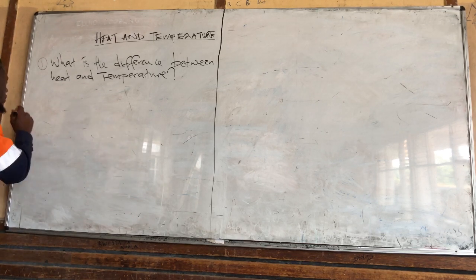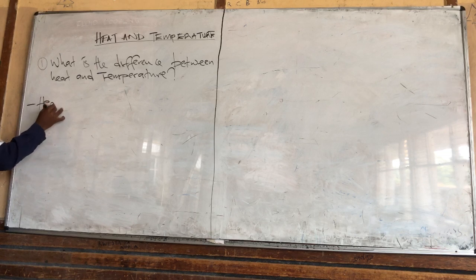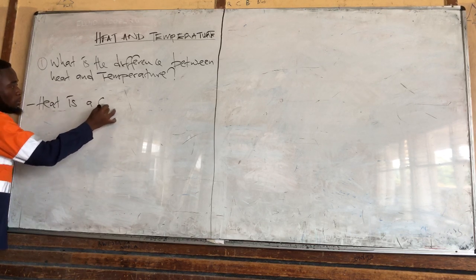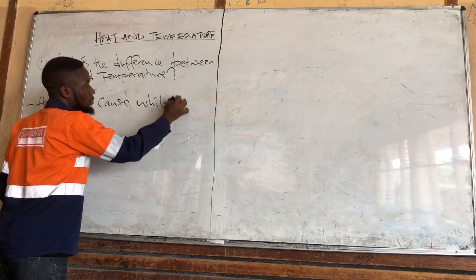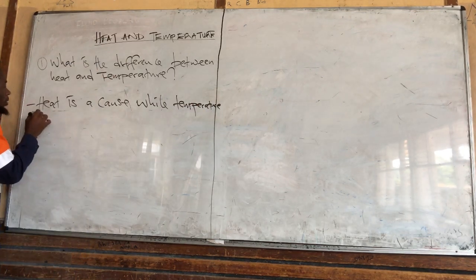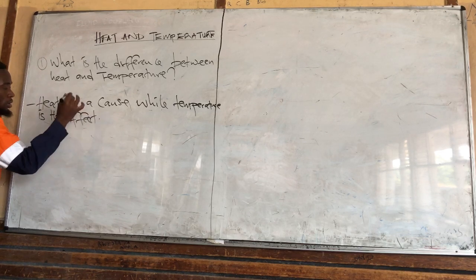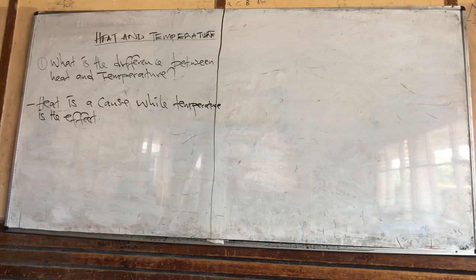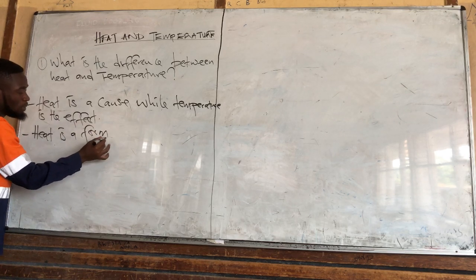Okay. So here the simple difference between heat and temperature is this. Heat is a cause, while temperature is the effect. Heat is a cause, while temperature is an effect. Let's talk about this one here. So heat is a form of energy.